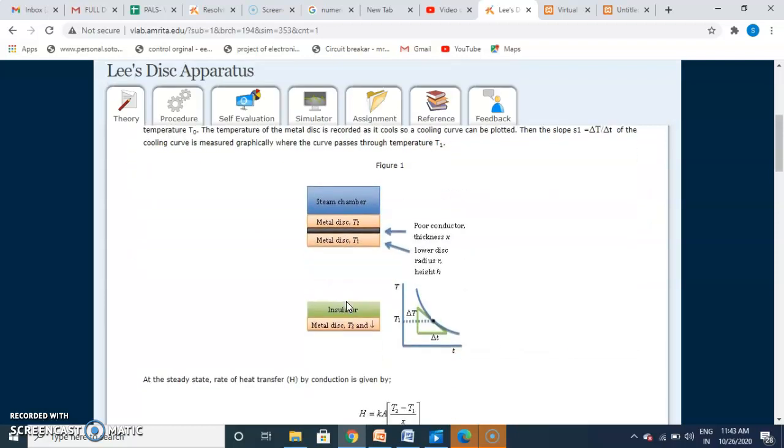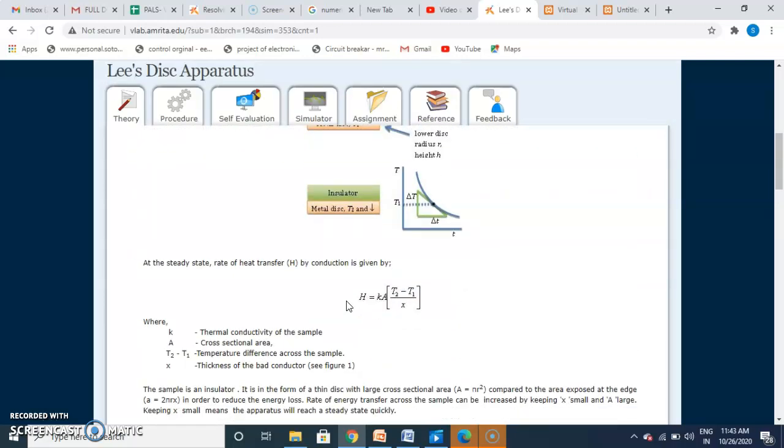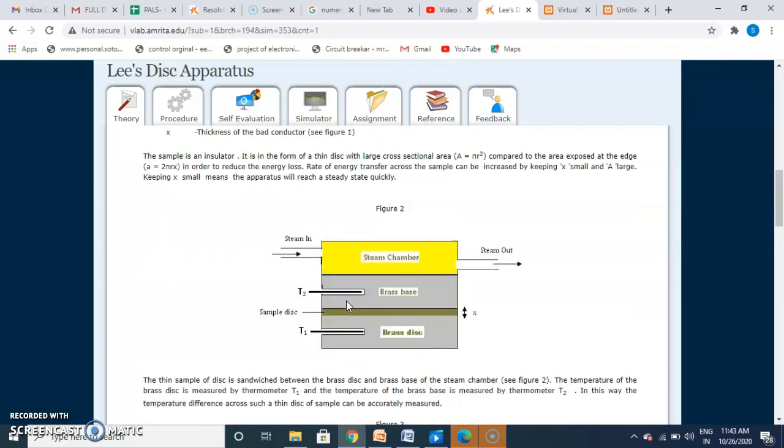And here is the formula. This is the figure. So you have a steam chamber, you have a good conductor in between, and you have a brass disc, and between them you have to place a sample disc, either mica or glass.